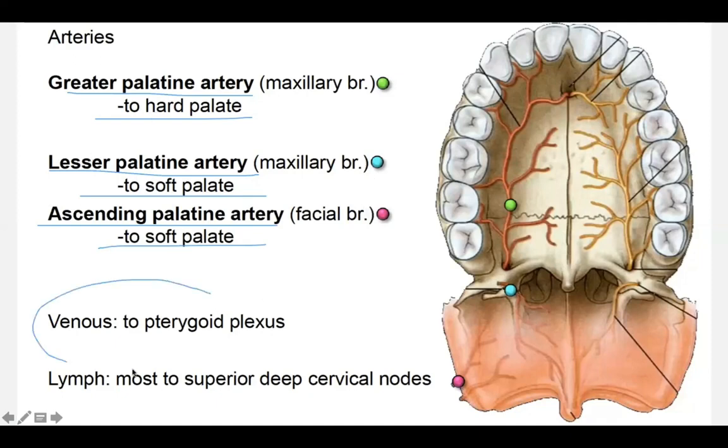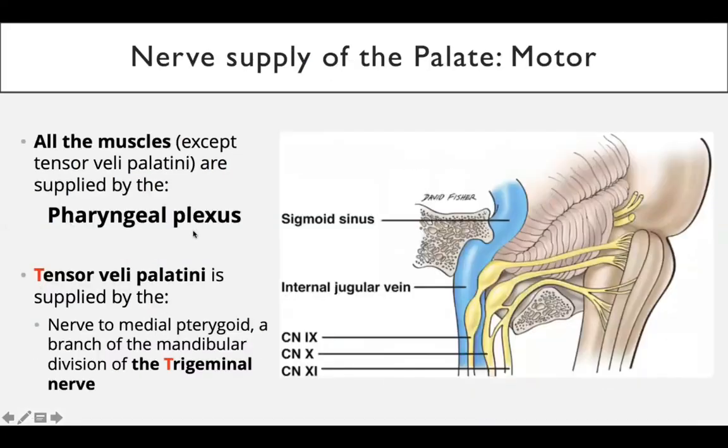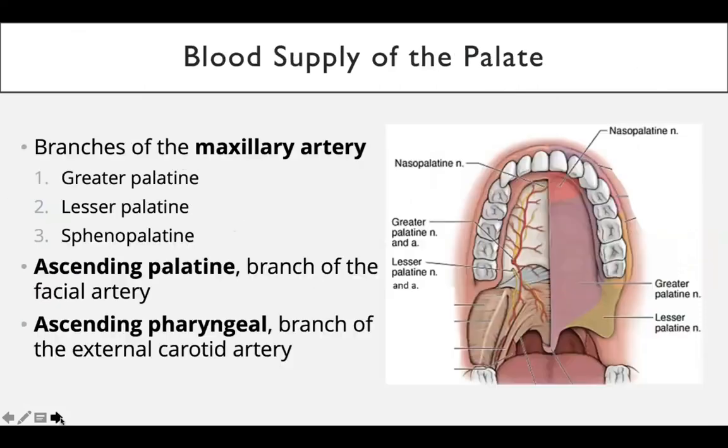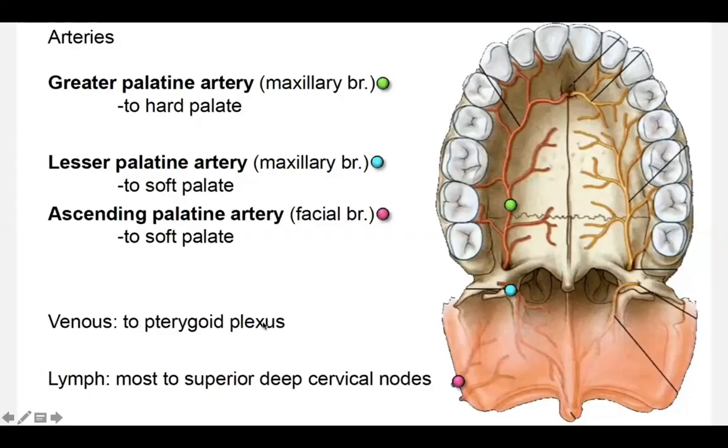Okay, so venous drainage of the palate is to the pterygoid plexus. There was another P, right? Oh, the pharyngeal plexus. That was the motor supply. So the nerve supply of the palate, the motor supply, is the pharyngeal plexus, and the vein is the pterygoid plexus. Okay, P. We can remember. Oh, P is also for palate. I see where this is coming from.